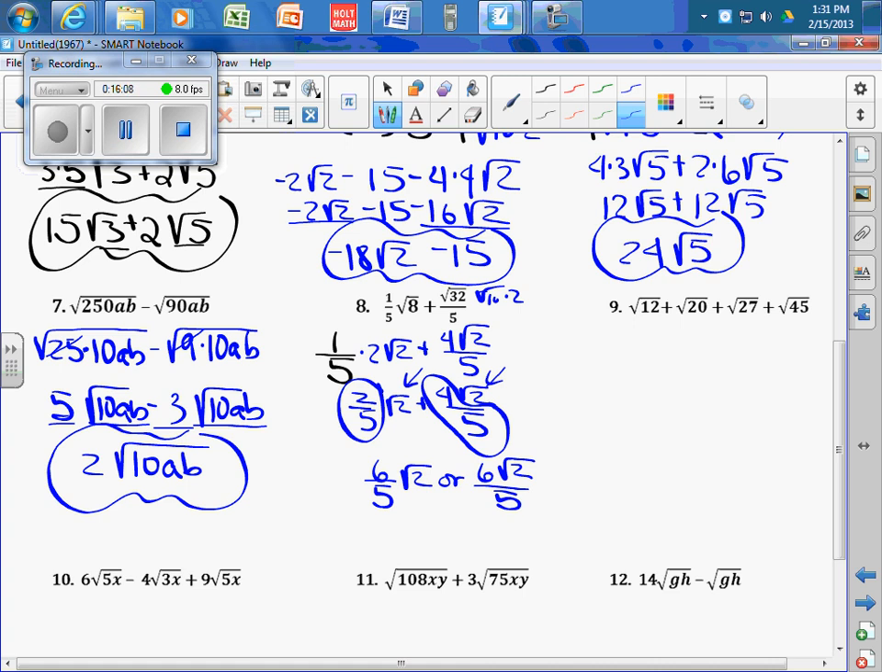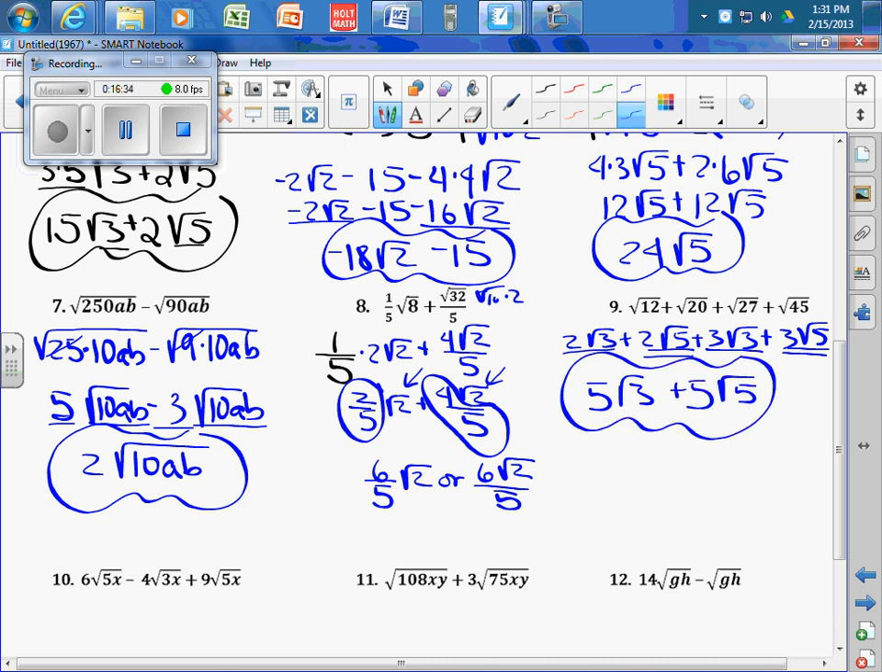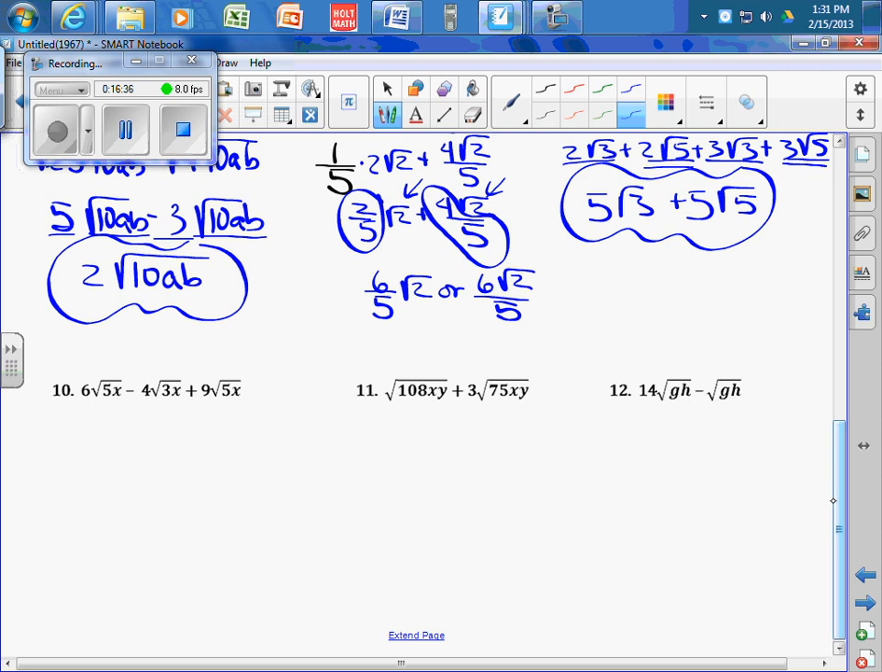In number 9, we have radical 12, 2 radical 3, plus radical 20 is 2 radical 5, plus radical 27 is 3 radical 3, plus radical 45 is 3 radical 5. The 2 radical 3 plus 3 radical 3 is 5 radical 3. The 2 radical 5 plus 3 radical 5 is 5 radical 5. Final answer. The radical 5x's cannot be simplified, but I can add them. 6 plus 9 is 15 radical 5x minus 4 radical 3x. Final answer.